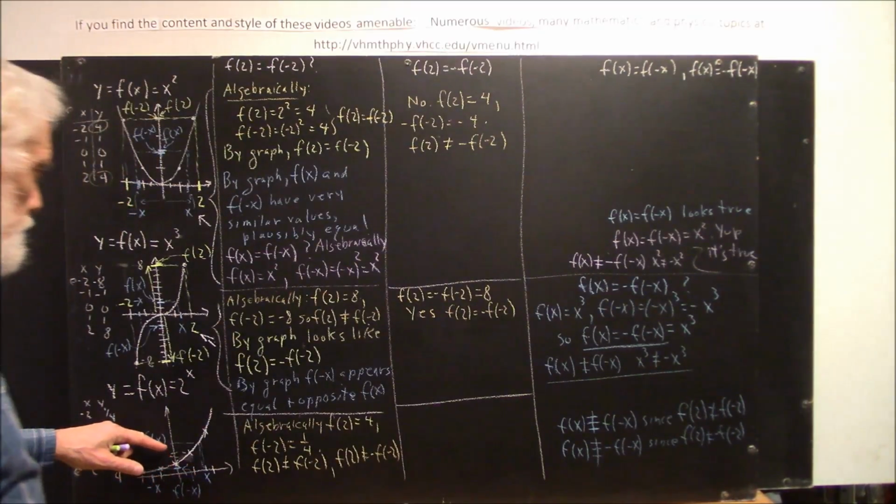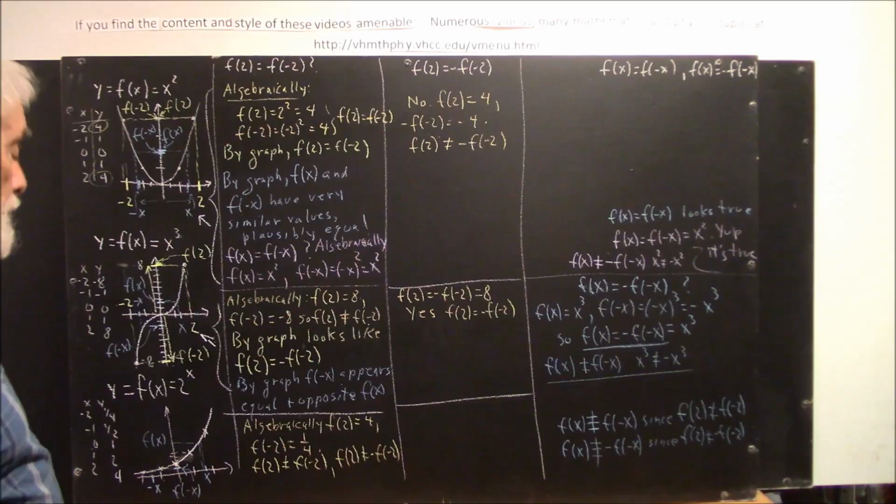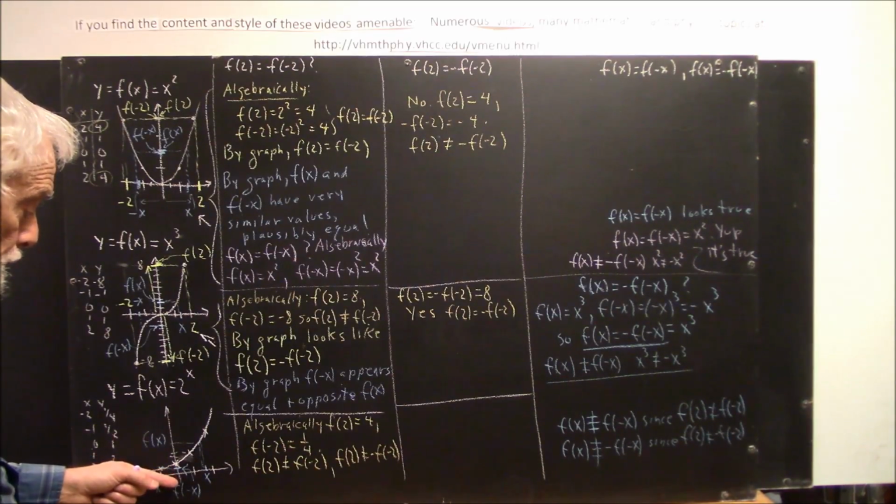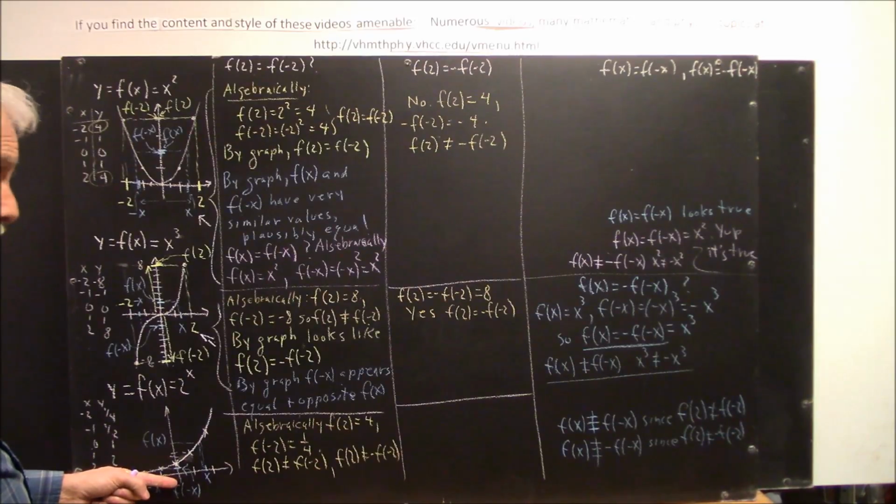Clearly, f of negative x is not equal to f of x. And clearly, negative f of negative x, which would just take this point on the other side of the axis, is not equal and opposite to f of x. It's too small.